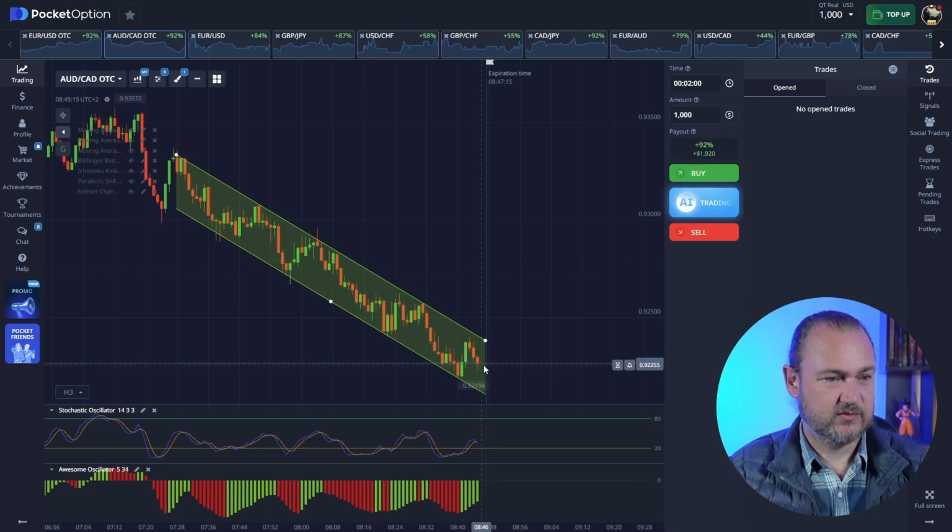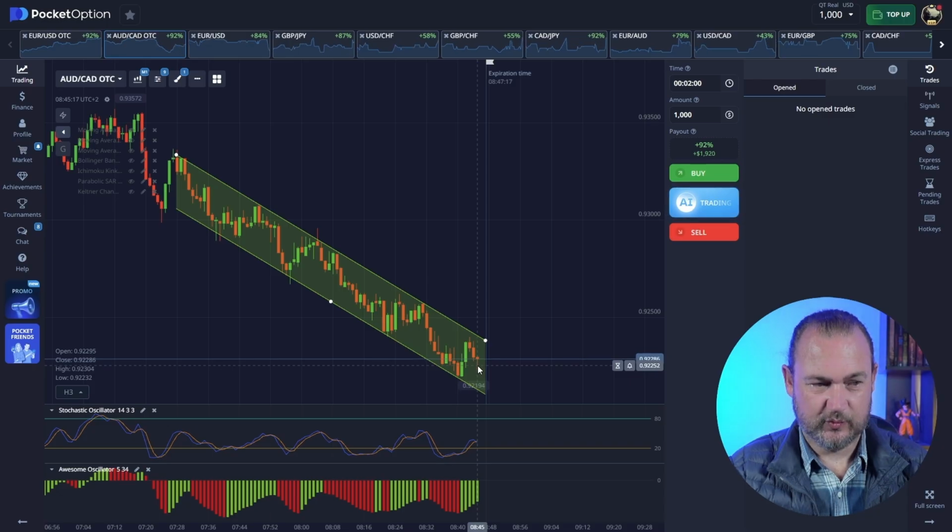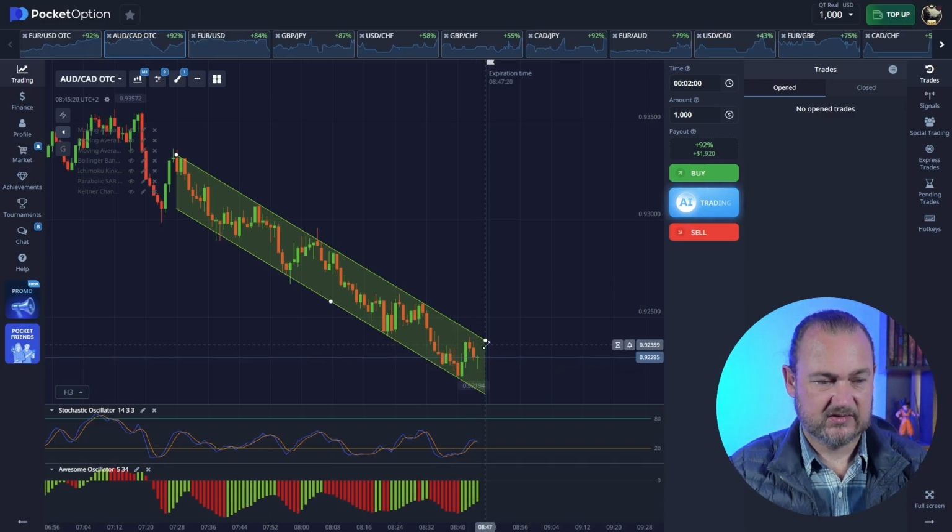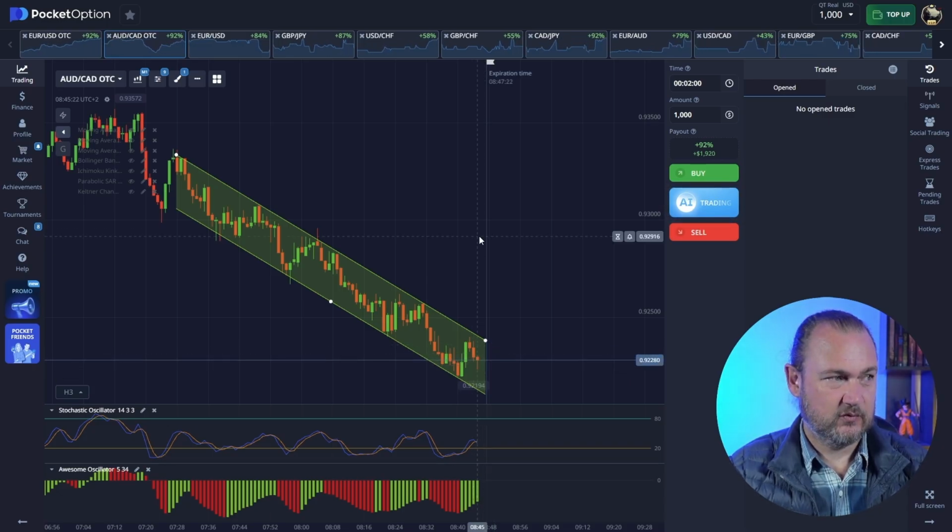We'll just sit on this and see what happens. If it closes red, we'll watch it. If it closes green, we're out. We'll go to the next asset.